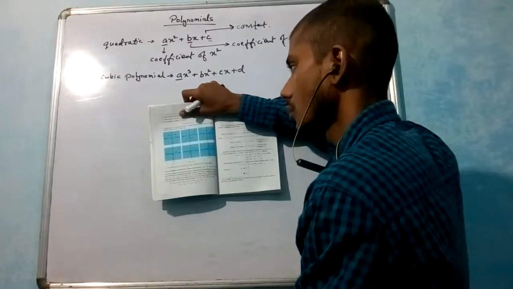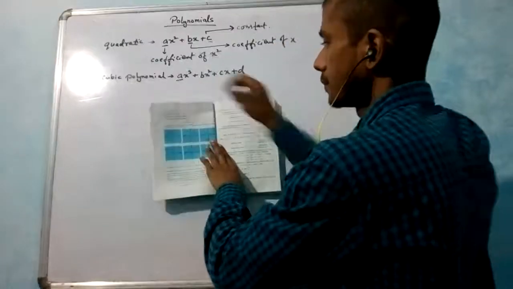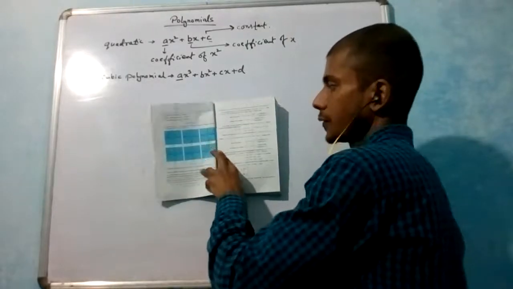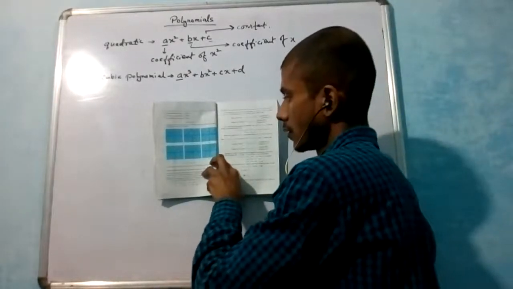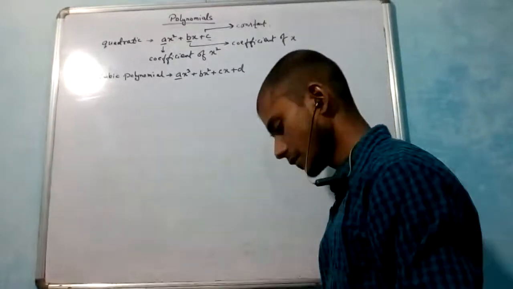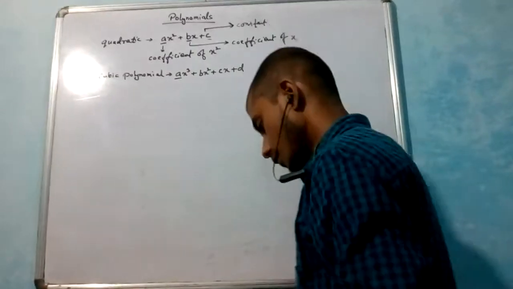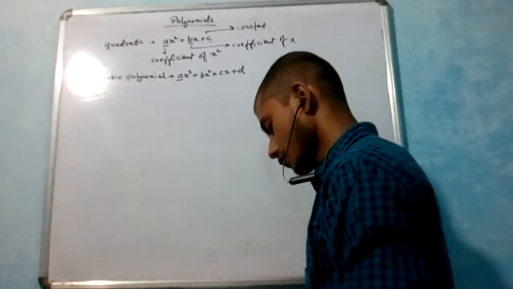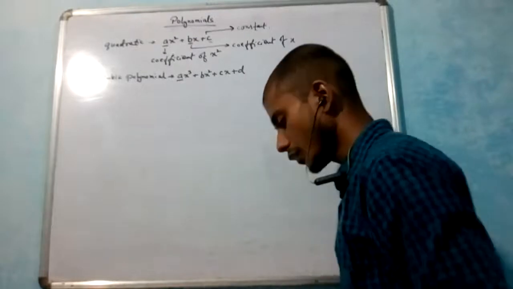So how many zeros? Third one, how many zeros? 3. Then fourth one: 2 zeros. Fifth one: 4 zeros. And sixth one: 3 zeros. Done. This way we can find how many zeros are possible. Next is the relationship that we have seen now, for the quadratic, and for the cubic.